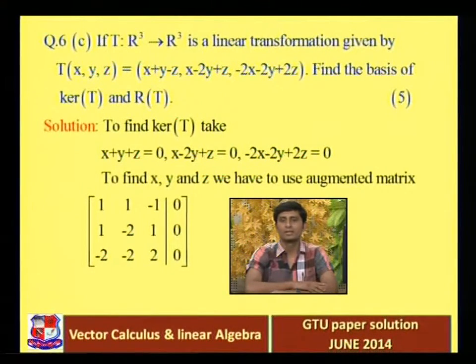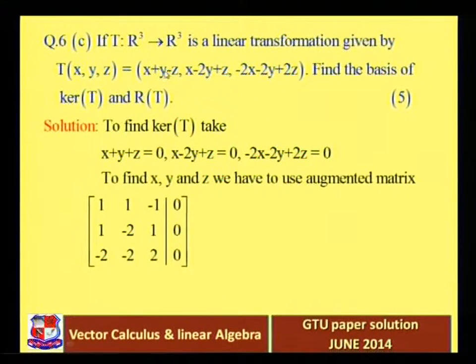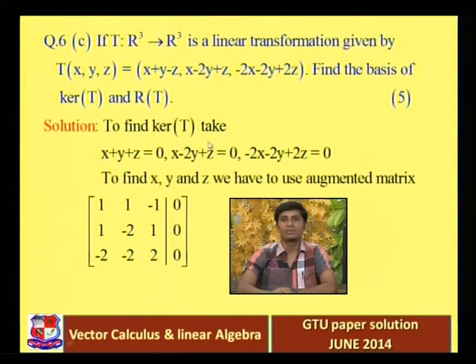So this is our operator R3 to R3, and we have to find such (x, y, z) from R3 such that the image of that element becomes a 0 vector. So we have to set each and every coordinate equal to 0. You can see x plus y minus z is equal to 0, x minus 2y plus z is equal to 0, then minus 2x minus 2y plus 2z is equal to 0, and then we find x, y, z. For those x, y, z, the image of that vector under this transformation is the 0 vector.